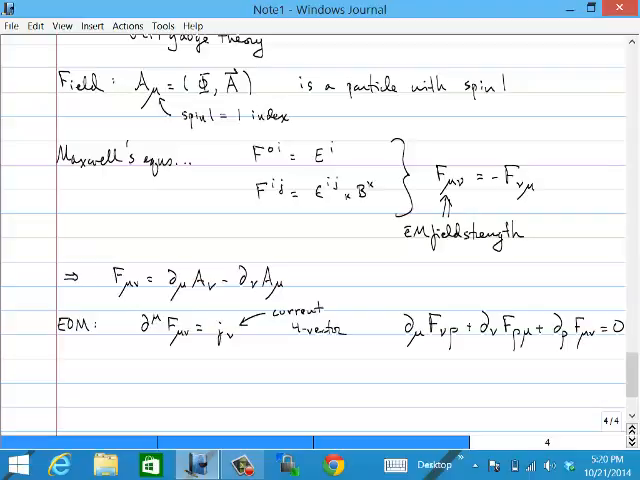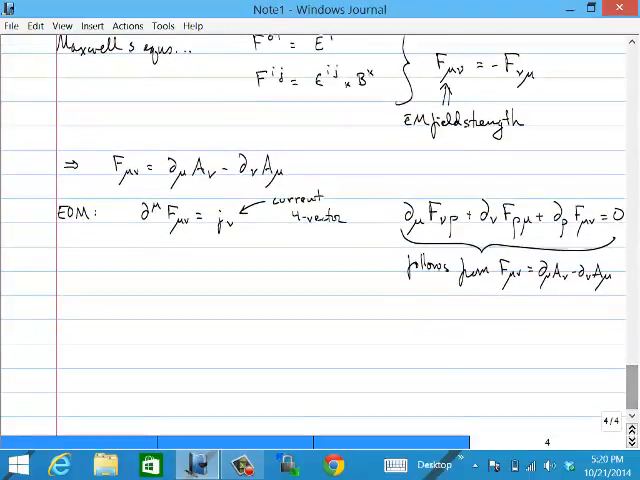And in fact, it's not hard to show that this second set of Maxwell's equations follows directly from the definition of F^{μν} as a derivative of a vector potential. Okay.